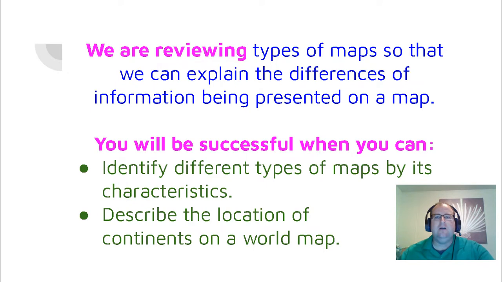If you'll follow along, I'll read our intention and how you'll be successful today. We are reviewing types of maps so that we can explain the differences of information being presented on a map. You will be successful when you can identify different types of maps by their characteristics and describe the location of continents on a world map. Again, I know that you might have done this with your third grade teacher, but this is a fun way to review what you have learned this year about maps.